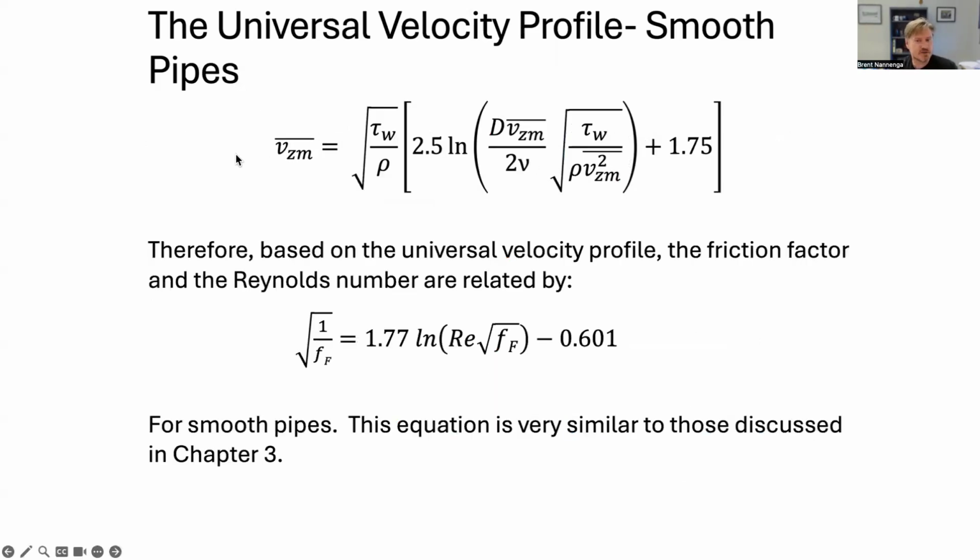So based on this universal velocity profile right here, to calculate your mean velocity through the pipe, the friction factor and the Reynolds number can be related to this equation here, which is very similar to what was discussed in chapter 3 for smooth pipes. If you remember chapter 3, you'd use Reynolds number, you'd look at the chart for friction factor, and you'd use them to calculate each other. This equation here is very similar if you solve for Reynolds number and friction factor.